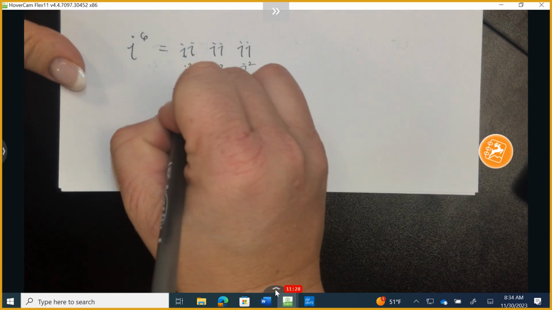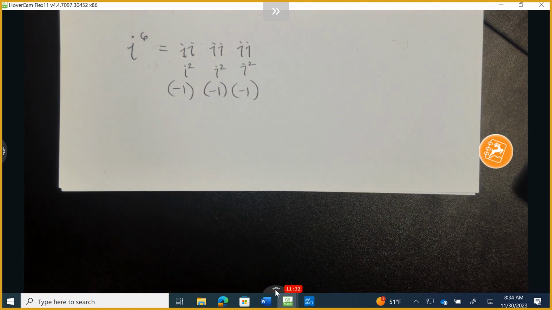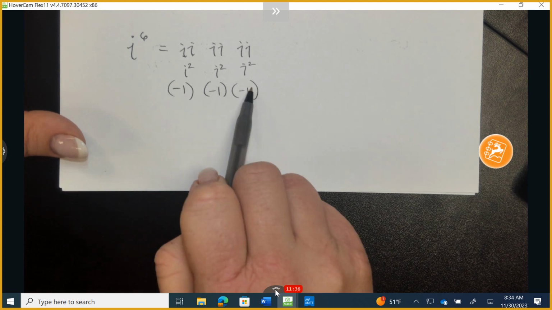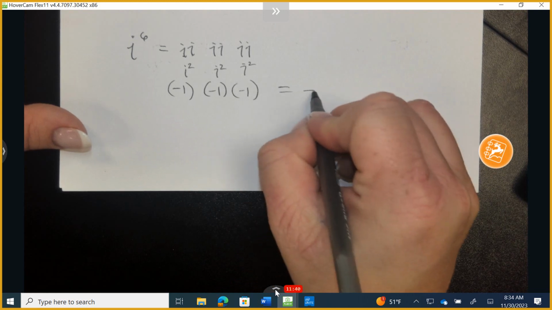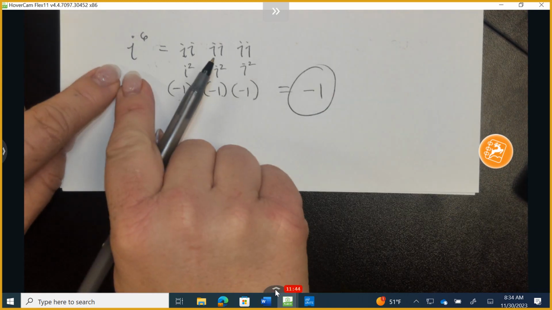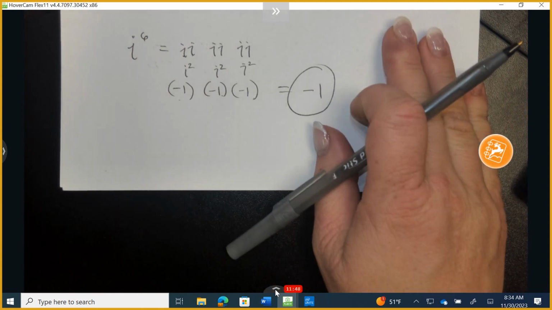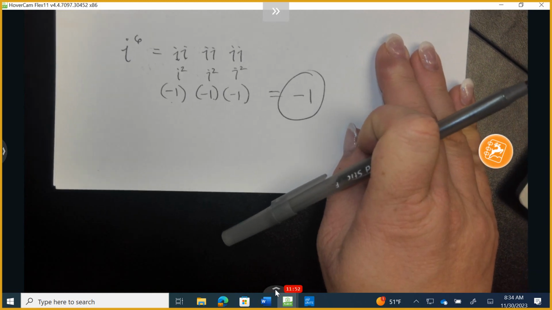So down here, I'm going to change this into negative 1 times negative 1 times negative 1. How many negatives do I have? I have a total of 3. 3 is an odd number. My final answer is negative, and 1 times 1 times 1 is 1, so negative 1. So i to the 6th is equivalent to negative 1. Okay, check with your partner to make sure you understand before we try larger numbers.